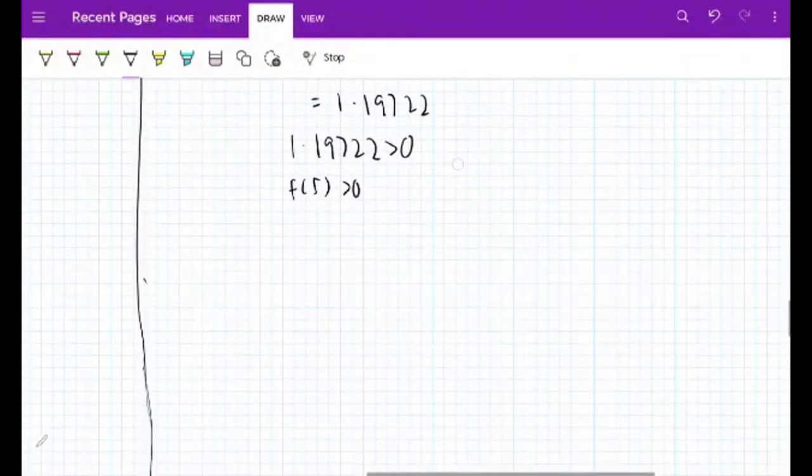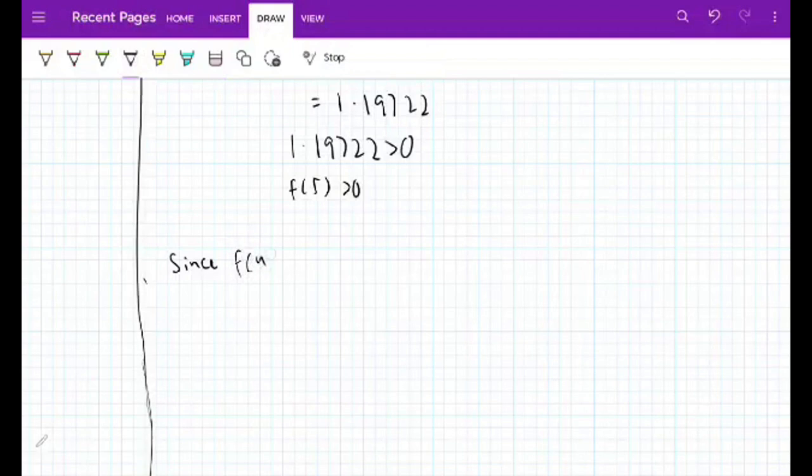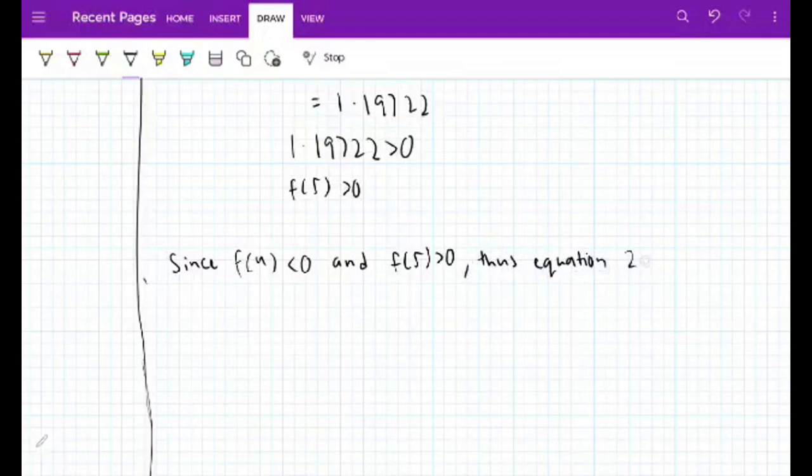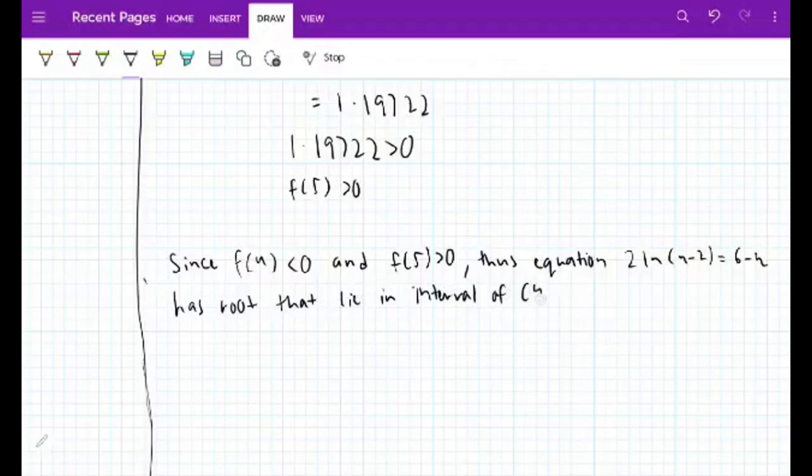Lastly, we make our conclusion. Since f(4) is lesser than 0 and f(5) is bigger than 0, thus it is true that the equation, which is 2 ln x minus 2 equals 6 minus x, which we take from the question itself, has a root that lies in the interval of 4 and 5. That's how we go about our conclusion.